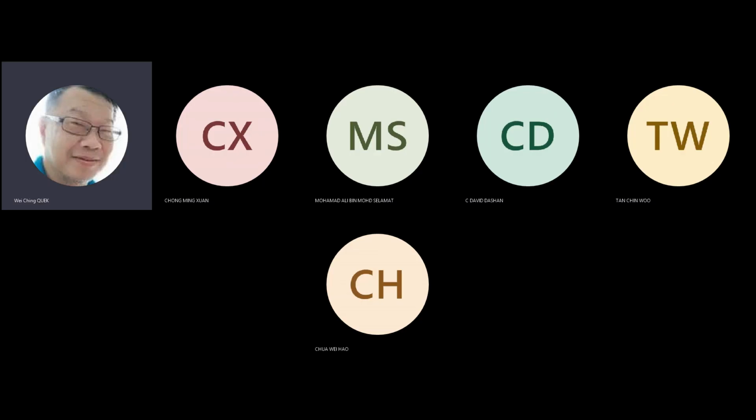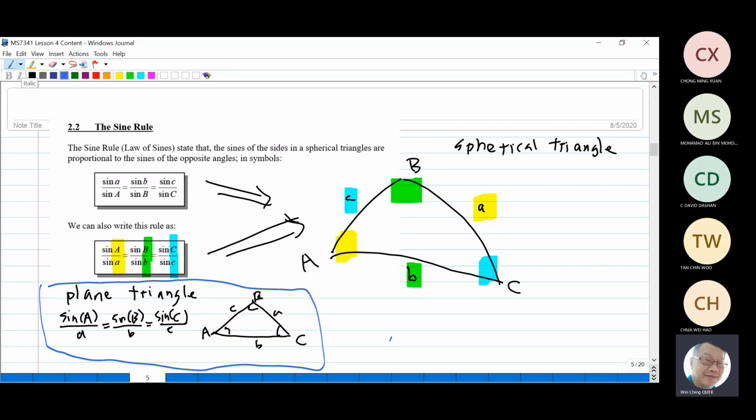A, side of angle A, right? So you can look at the second one. So we have sine of angle A over side A, equal to sine of angle B over side B, and sine of angle C over side C, right? So this is for spherical triangle.